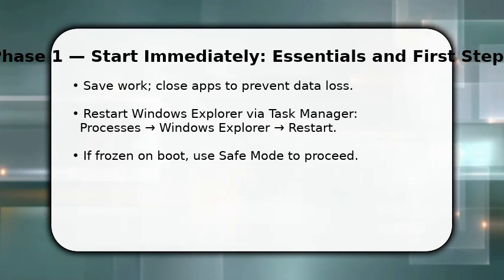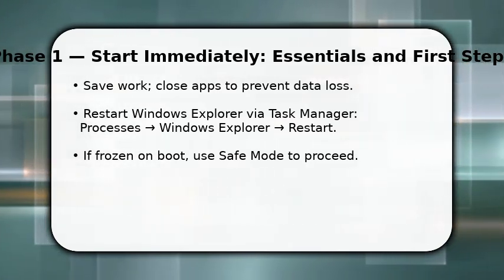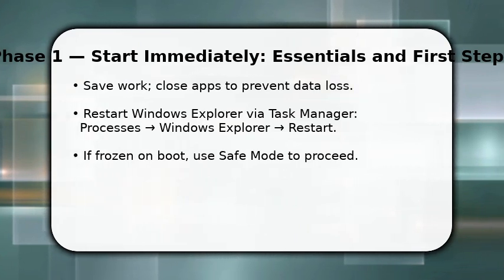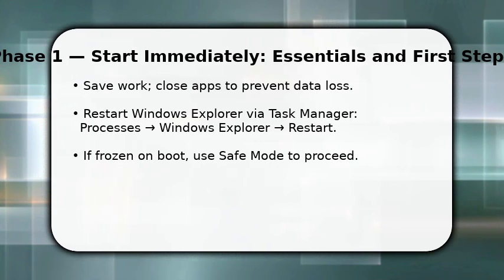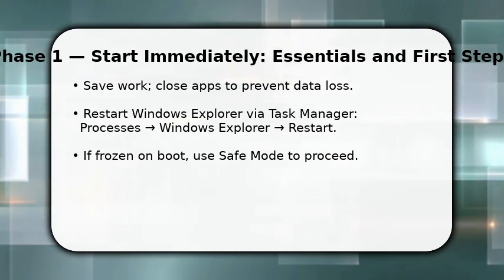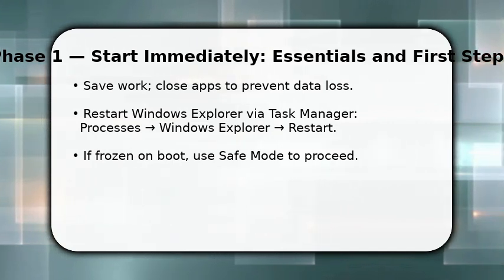You start by saving work and closing programs. That protects files while you fix the taskbar. Open Task Manager with Ctrl+Shift+ESC, find Windows Explorer, and choose Restart. This often unfreezes the taskbar immediately. Once done, make sure to observe whether icons and start open normally.